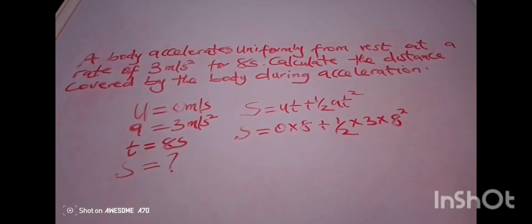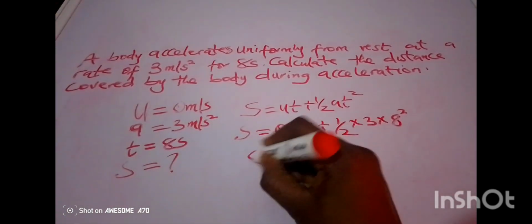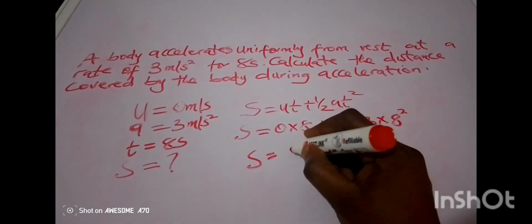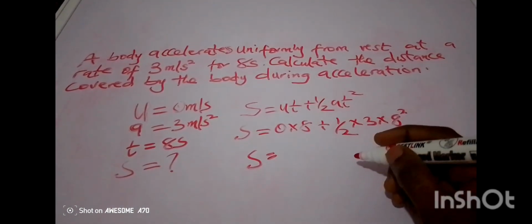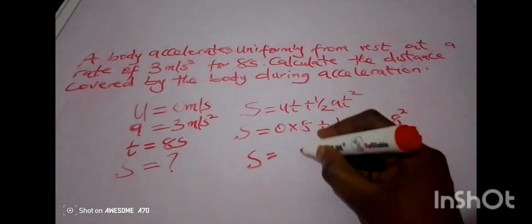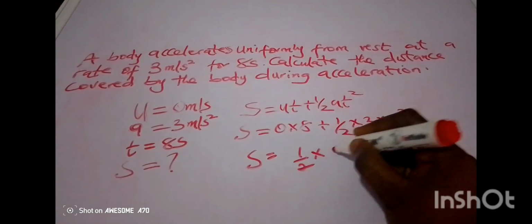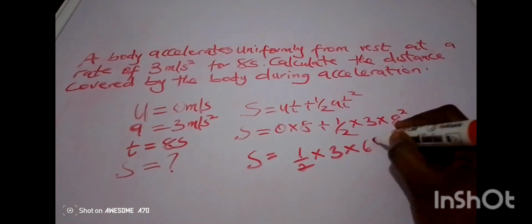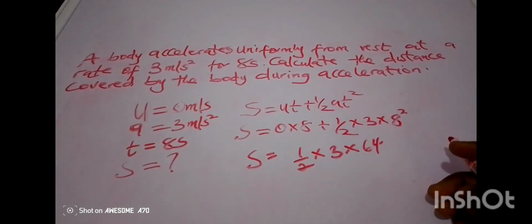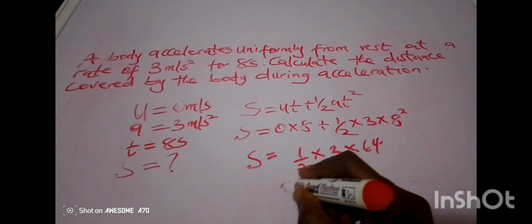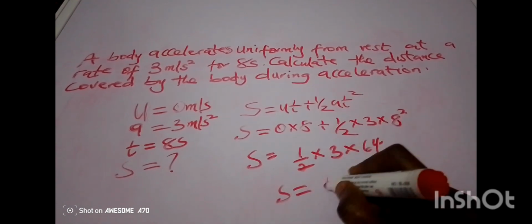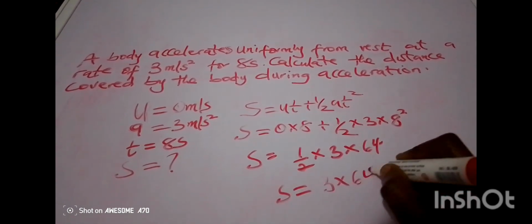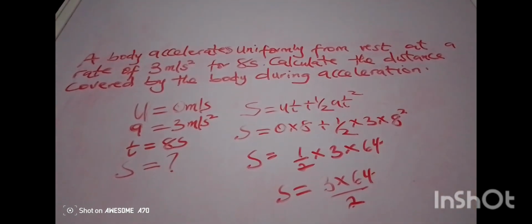Alright, now let's look at it. Now let's begin to solve further. Then our s equals 8 times 0, that is 0. That one has gone now. Then we now have half multiplied by 3, then multiplied by 8 squared. And 8 squared is 64. So the next thing we do is simplify that. Then s equals just 3 times 64 divided by 2.